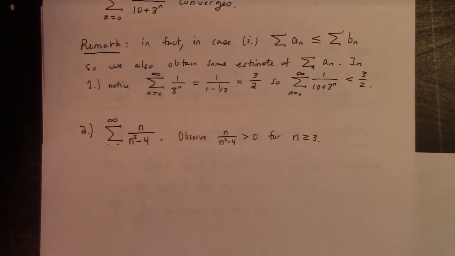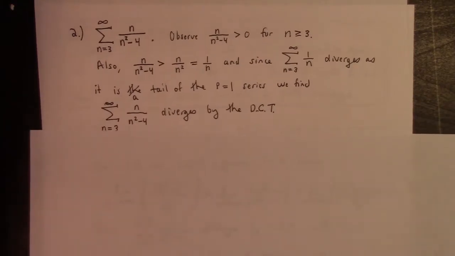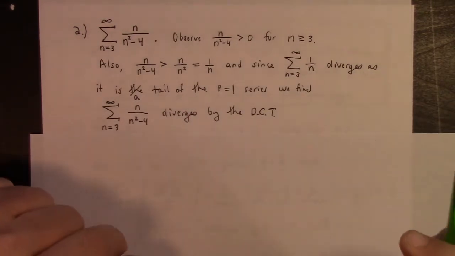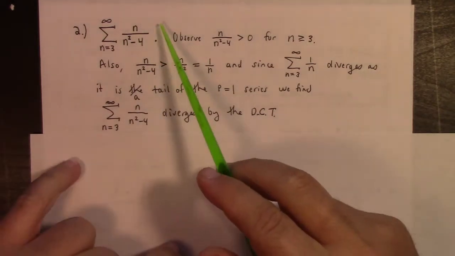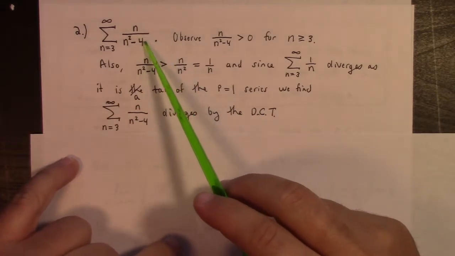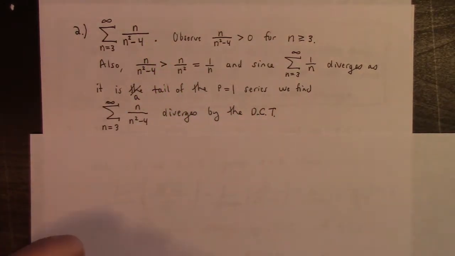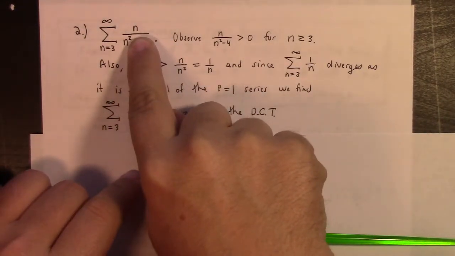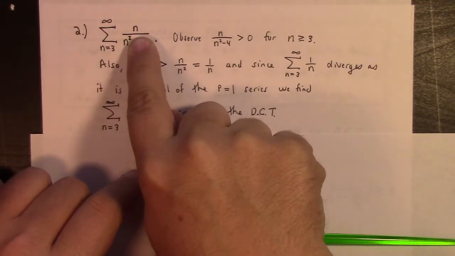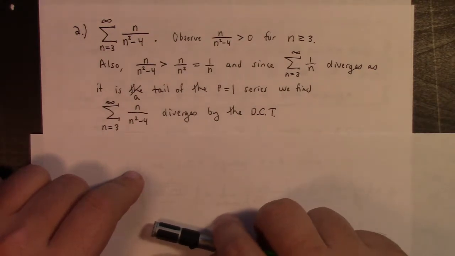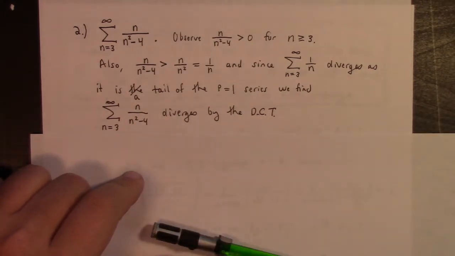Alright, anyway. Example 2. Moving along here. In example 2, we have n over n squared minus 4. Now, I'll tell you my intuition here. When I look at something like this, I ignore the 4. It's sort of just to gain intuition, just ignore the 4. And what do you got? You got n over n squared, that's 1 over n. We know that's the p equals 1 divergent series if we ignore the 4. And so this doesn't look good for this one.